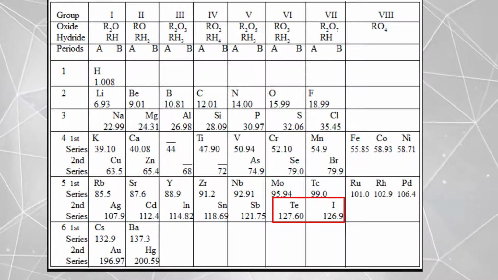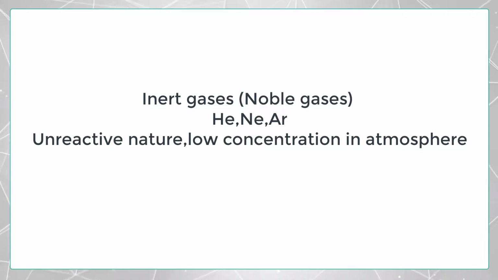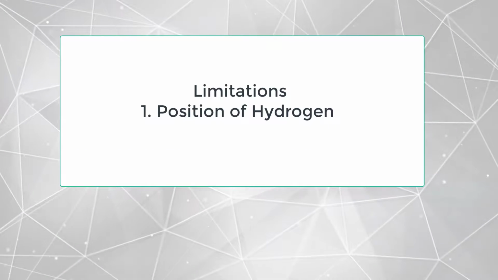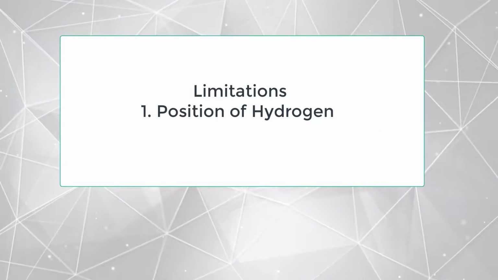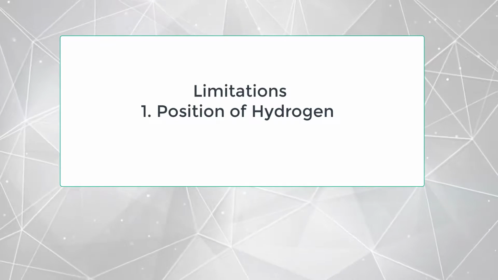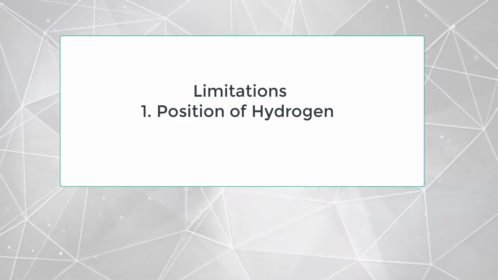Another achievement of Mendeleev's periodic table was regarding inert or noble gases. Examples of inert gases are helium, neon, argon. Inert gases were discovered very late because of their unreactive nature and low concentration in the atmosphere. But when they were discovered, they could be placed in a separate group in Mendeleev's periodic table without disturbing the rest of the elements. Now that we are done with the achievements of Mendeleev's periodic table, let's look at some of the limitations. The first one is regarding the position of hydrogen.